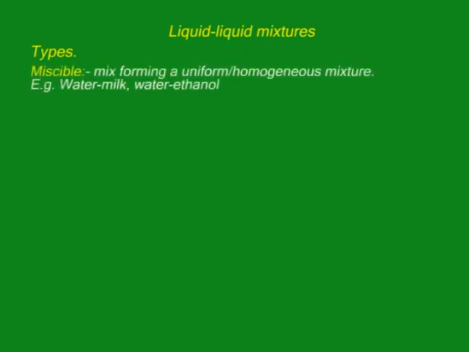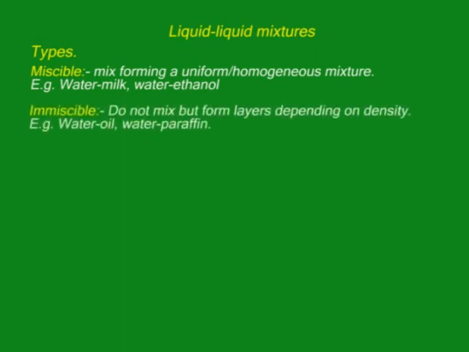The next type of mixture is liquid-liquid mixtures. There are two types of liquid-liquid mixtures. Miscible liquids mix forming a uniform or homogeneous mixture, for example water and milk, water and ethanol. Immiscible liquids do not mix and usually form distinct layers. The denser liquid occupies the bottom layer, for example water and kerosene, water and paraffin, vegetable oil and water.